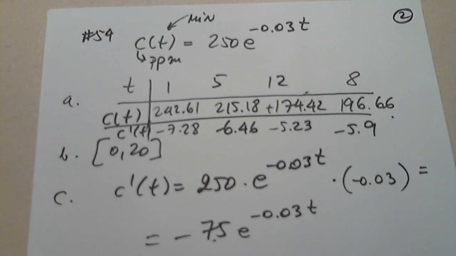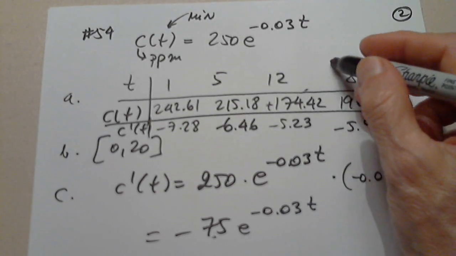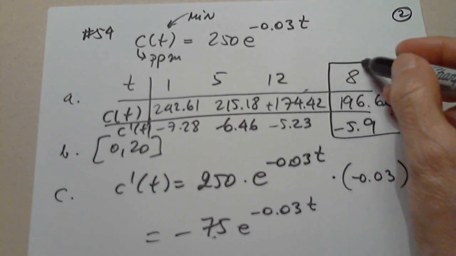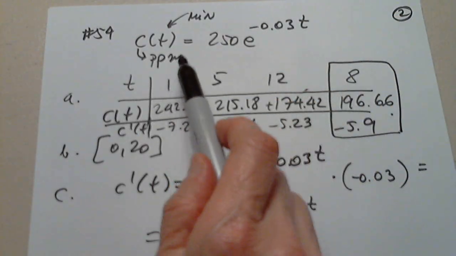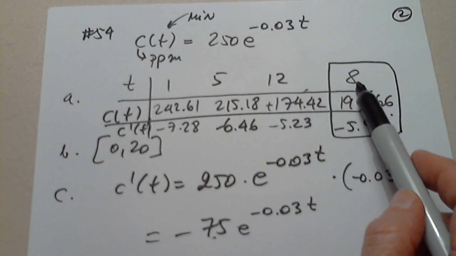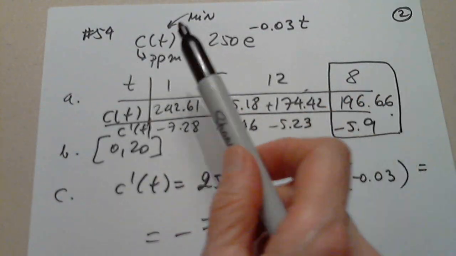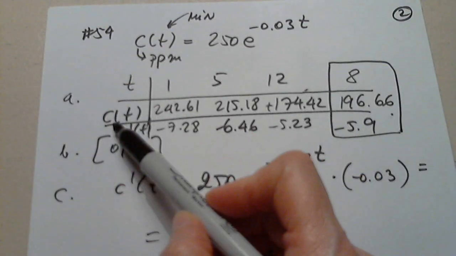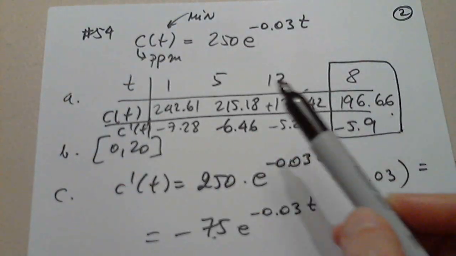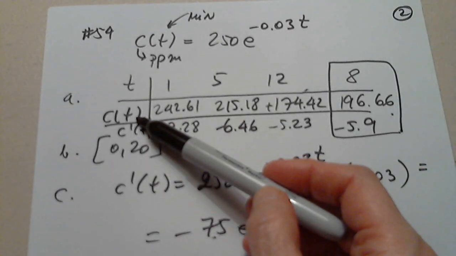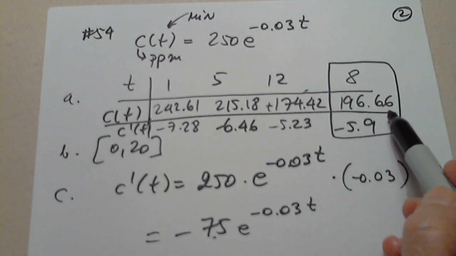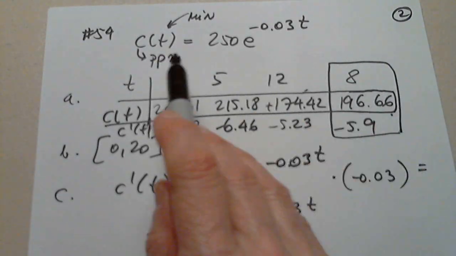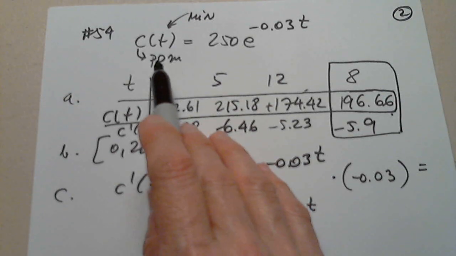Okay, perfect. So now we're asked to interpret these. And here's the interpretation. 8 minutes, because t is in minutes. 8 minutes after an intervention, the concentration of the medication in the bloodstream, 8 minutes after we take the medication, is 196.66 parts per million. ppm, parts per million.